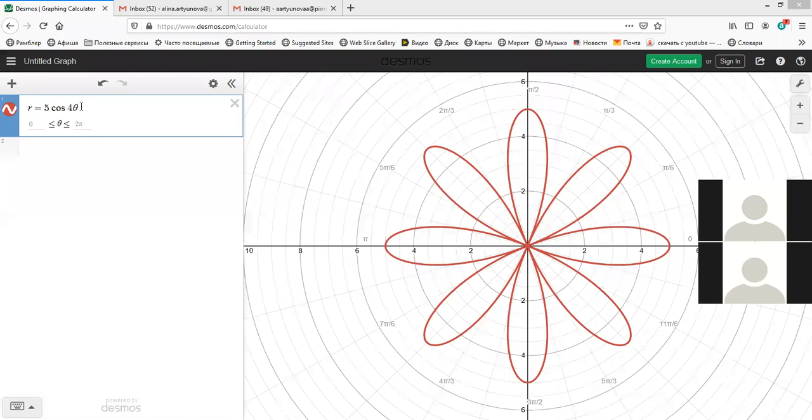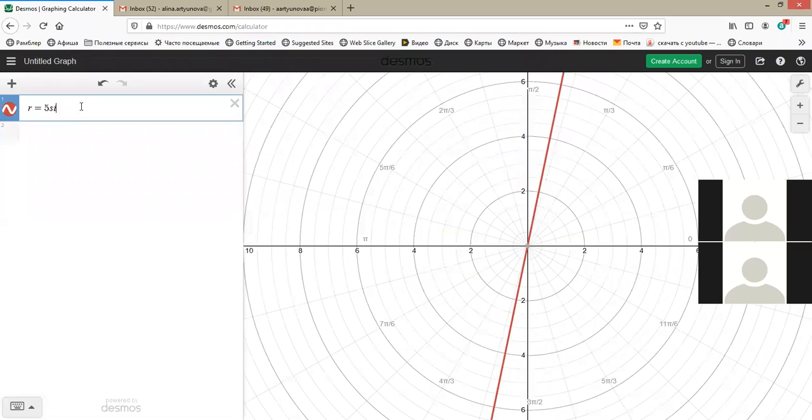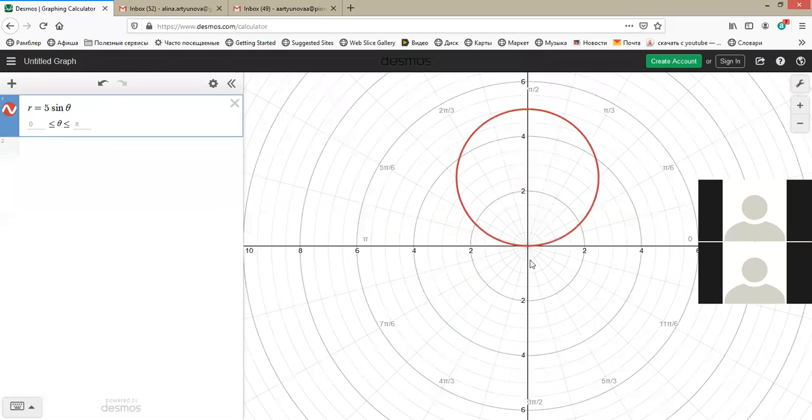5 sine theta. Okay, let's just notice, it starts like one petal. It's a circle, but we can also treat it as one petal. It starts at 90 degrees. That's when sine is at maximum, at 90 degrees. We know sine of 90 is 1, and that's the maximum.